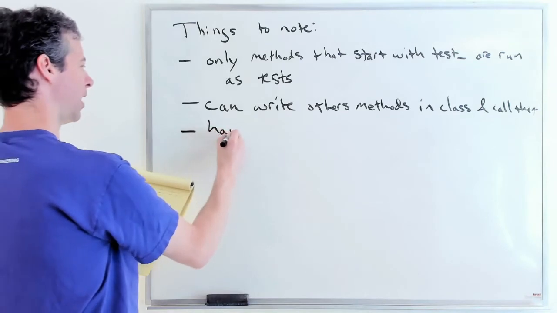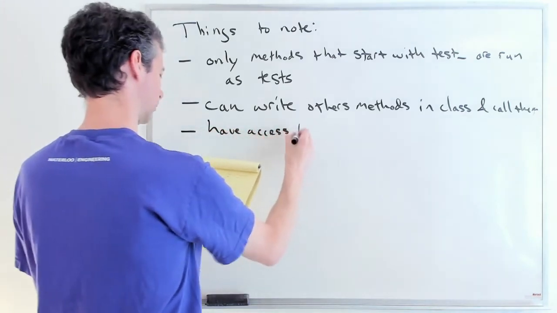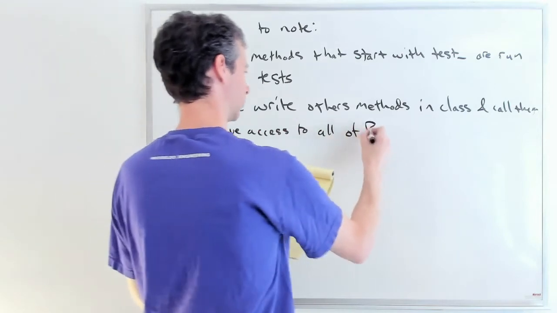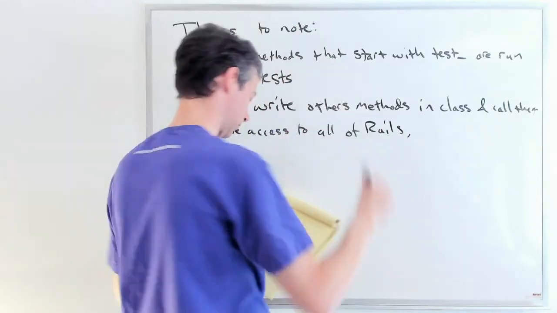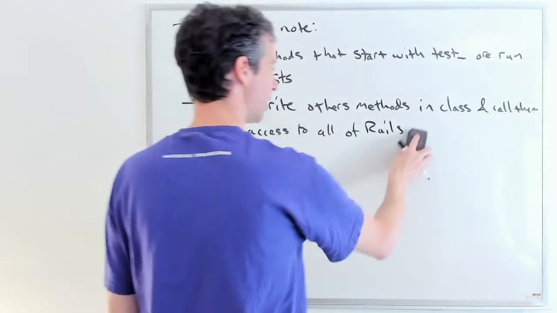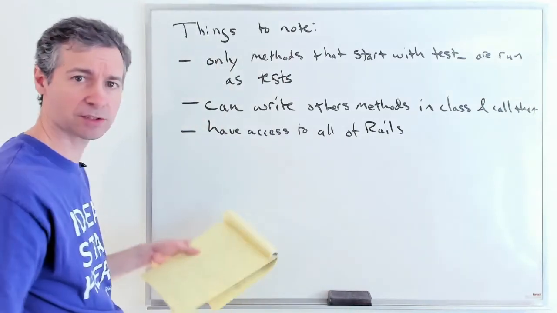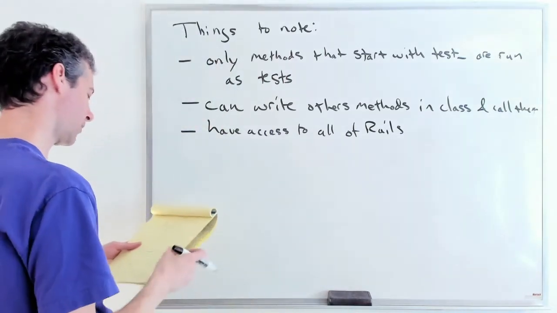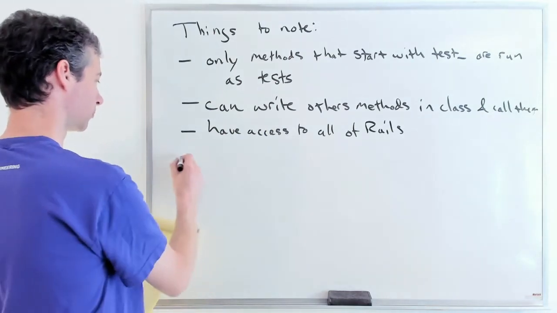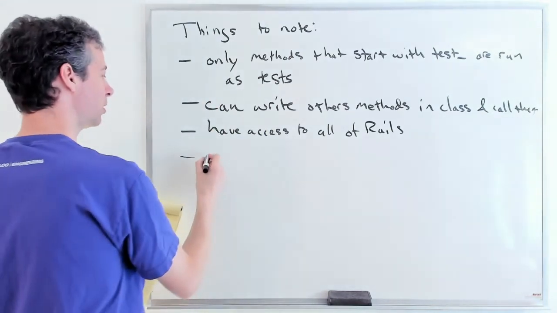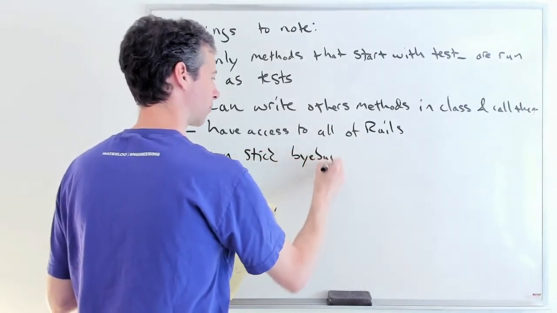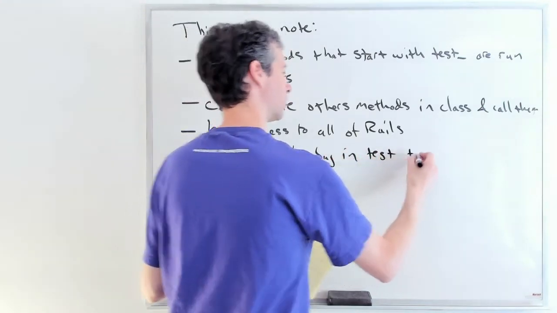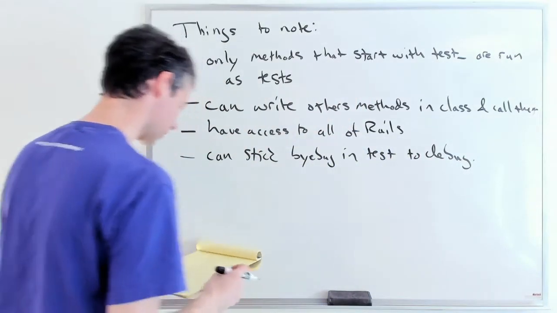Again, I mentioned you have access to all of Rails. So we can create data and whatever we want to do in there. We can access the routes, the helper methods, all sorts of things. By the way, because it's just Ruby, you can stick byebug in a test to debug the test. You can stick byebug anywhere and it works. It's beautiful.